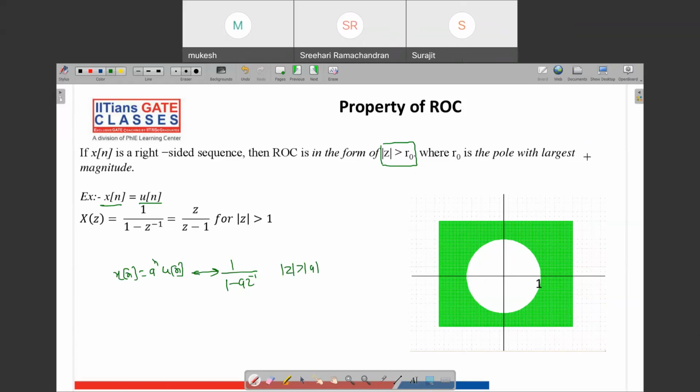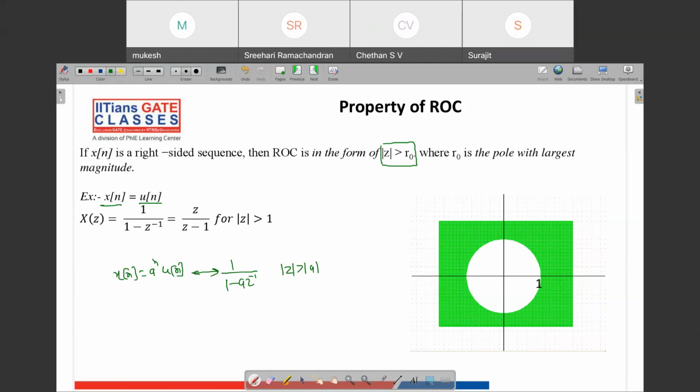Now, I am just replacing a with 1 here, then it will simply be u[n]. So the Z transform will be 1 upon 1 minus z inverse, or you can also write it as z upon z minus 1, and the ROC will be mod of z greater than 1 because a is equal to 1. So this is one of the examples. You have a right-sided signal and the ROC will be in this form, mod of z greater than some number, and this number is generally the largest pole you have in the X of z. In this case, we have only one pole, which is z equal to 1. So your ROC will start at that point.